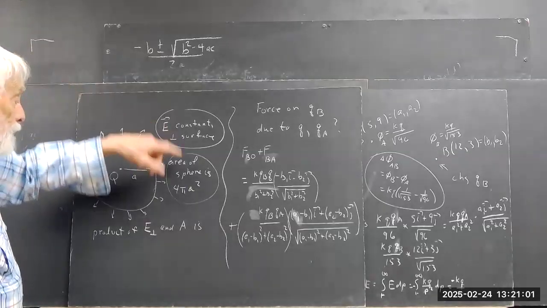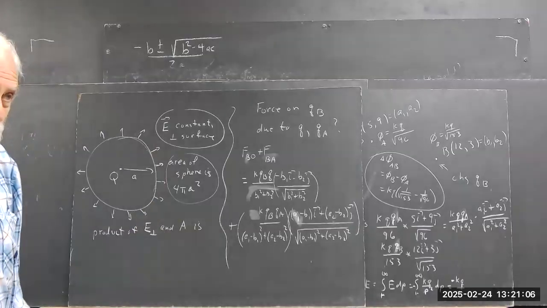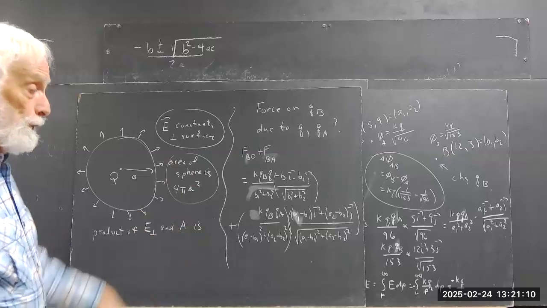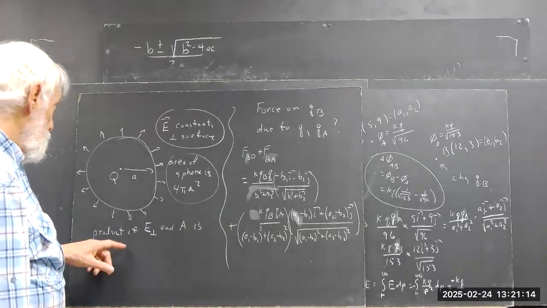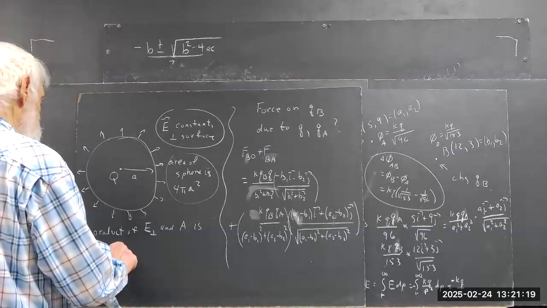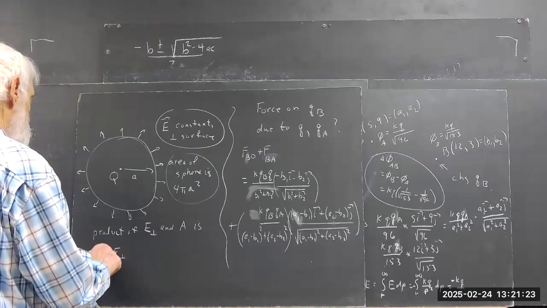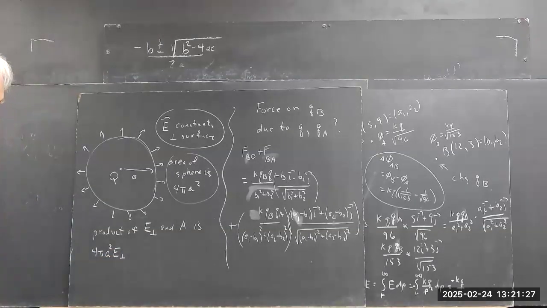Okay. Area of the sphere is 4 pi A squared. You should recognize that is the formula for the surface area. And the word surface is good. I didn't bother to write it down because it's implicit. Okay. Product of E perpendicular and A is just four pi A squared E perpendicular.